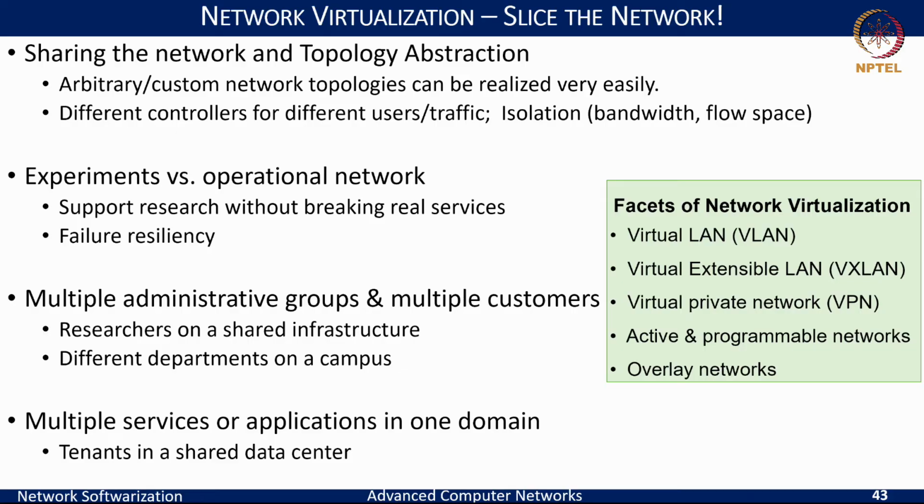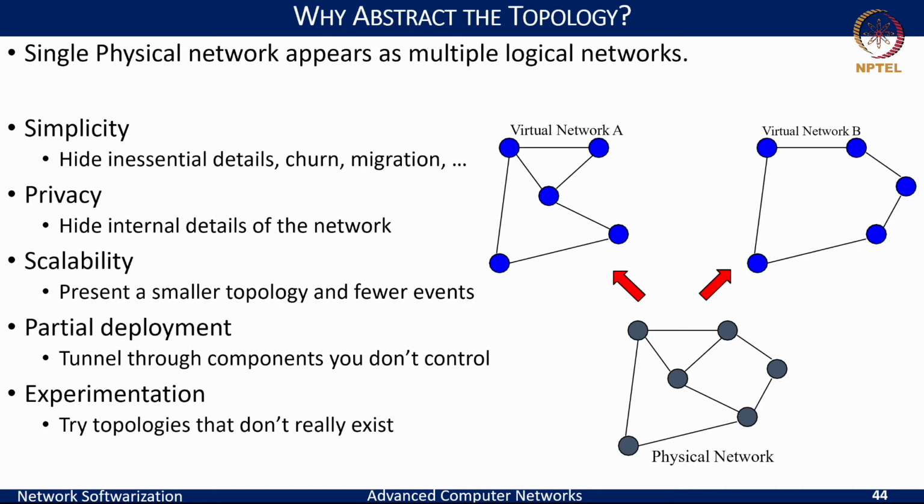And also the other facets include the active and programmable networks that we will speak about in the coming days. And also we looked at the overlay networks, which really enable us to build, at an application level, isolated networking workloads that can run and coexist over the same physical substrate. So the question may come: why would we want to abstract the topology, or build a different kind of network links than what we have in the underlying physical network?